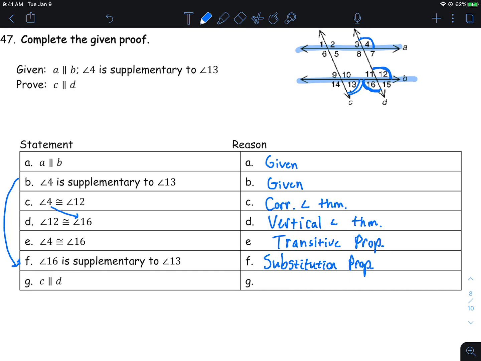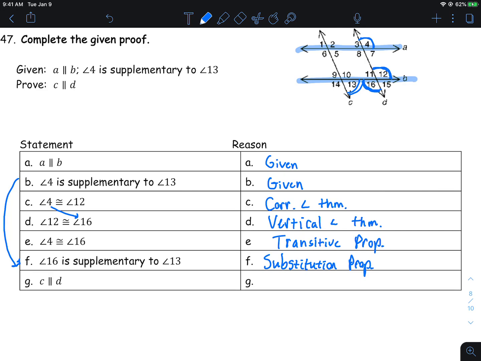It's also kind of like an extension of a theorem we talked about at one point in the class. It's called the congruent supplements theorem, and that's saying, if two angles are supplementary to the same angle, then those two angles are congruent. It's kind of, I guess, the converse of that, really. But anyway, substitution is probably good there. You're just swapping that angle 4 with the angle 16 there. So that's your substitution property.